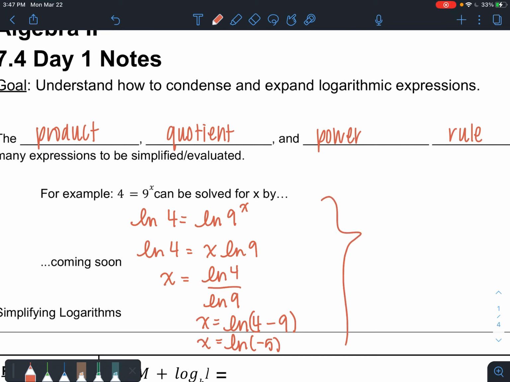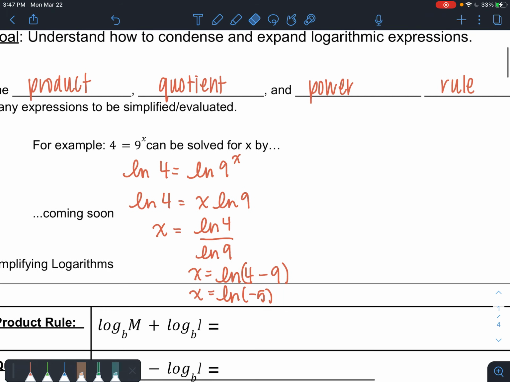So don't need to write this down. It's just so that you can kind of see what's to come. Oh no, my letters got cut off here. So I'm gonna go ahead and fix these. This should be n, as this should also be n.